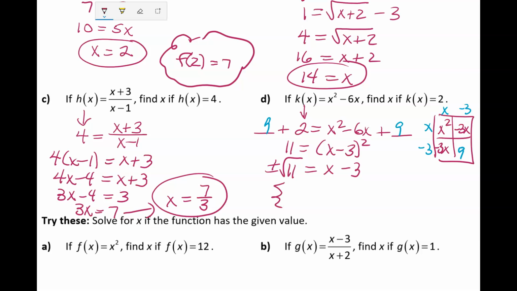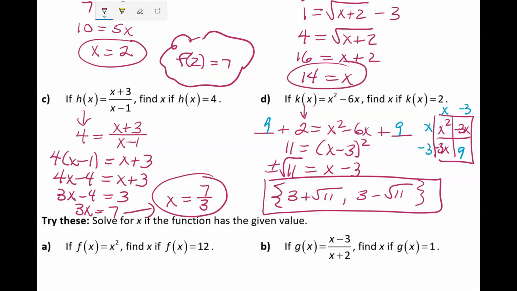So x can equal 3 plus the square root of 11, or 3 minus the square root of 11 once we add 3 to both sides. Not 111, just plain old 11. All right, and that's the solution for that one.